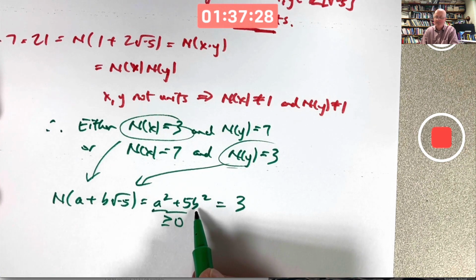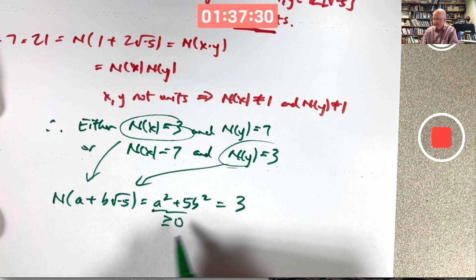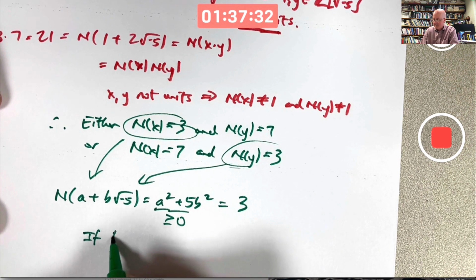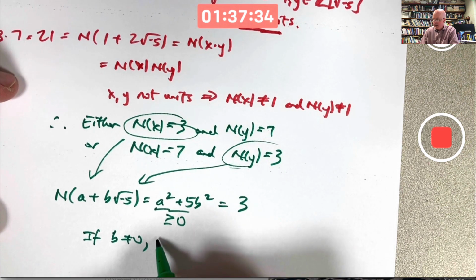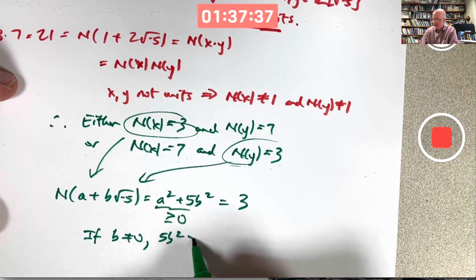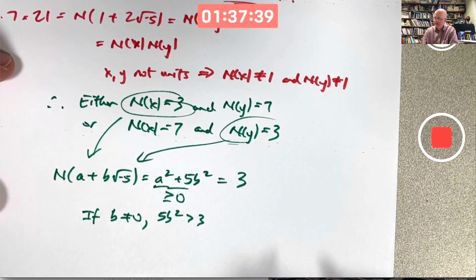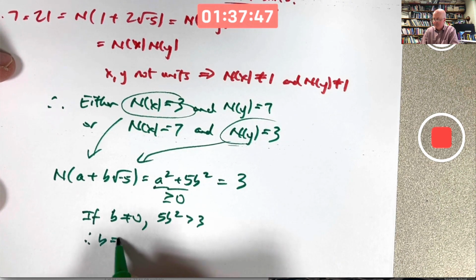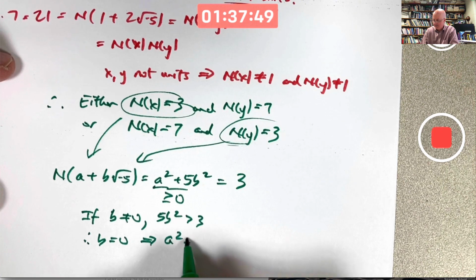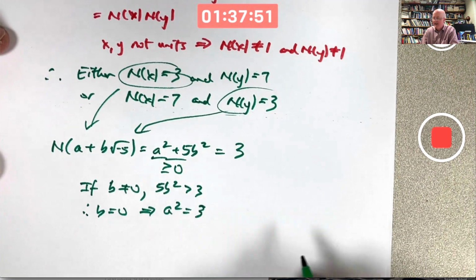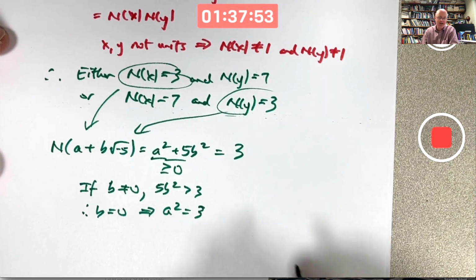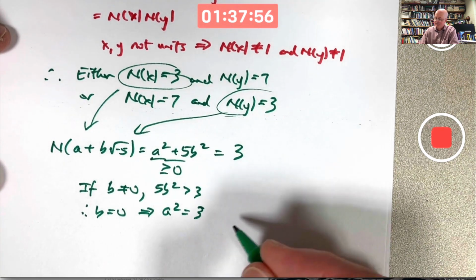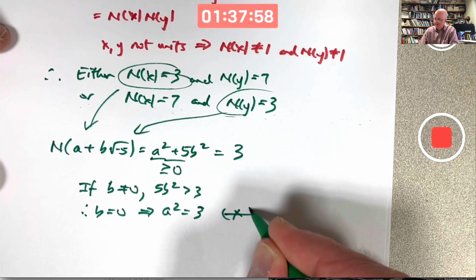If b is non-zero, then already 5b squared is bigger than 3. And adding a squared to it's not going to make it go down to 3. So b would have to be 0, but that would imply a squared is 3. But a is an integer. There's no way its square is going to be 3. The square root of 3 is not an integer. That's a contradiction.